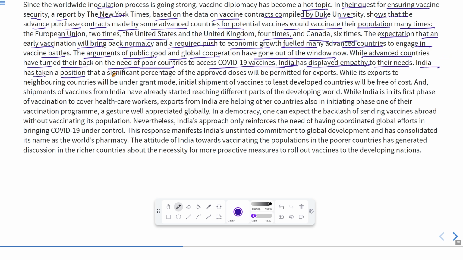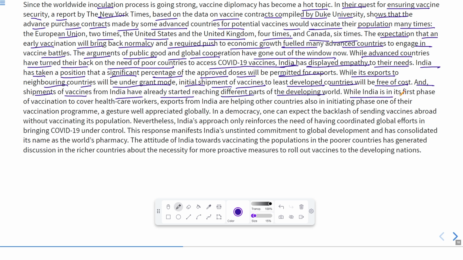India has taken a position that a significant percentage of the approved doses will be permitted for export, because India has developed the vaccine. So India exported various doses of vaccines to various countries, including poor countries, while exports to neighboring countries will be under grant mode. Initial shipments of vaccines to least developed countries will be free of cost, and India has provided these vaccines free of cost. And shipments of vaccines from India have already started reaching different parts of the developing world.